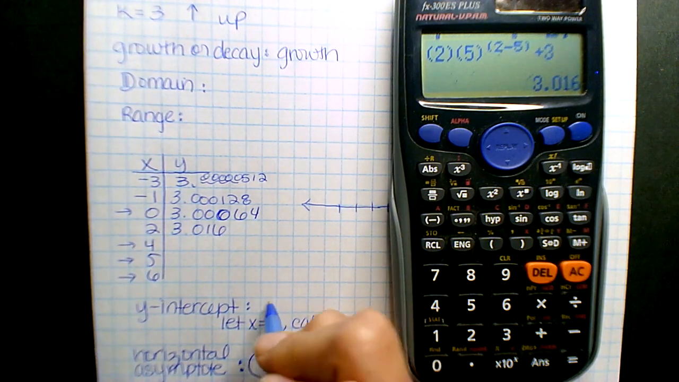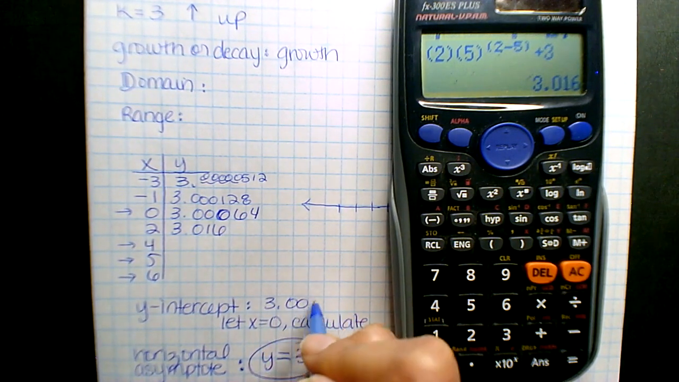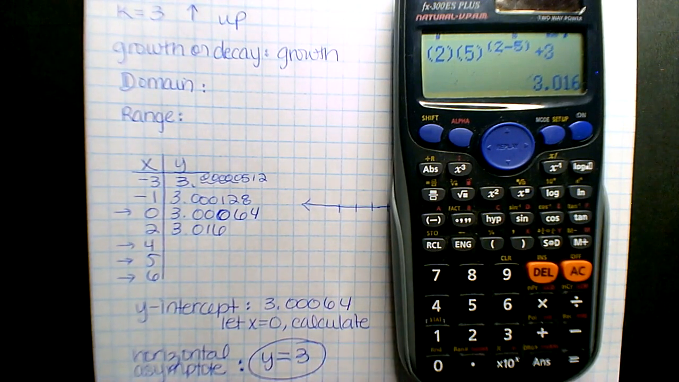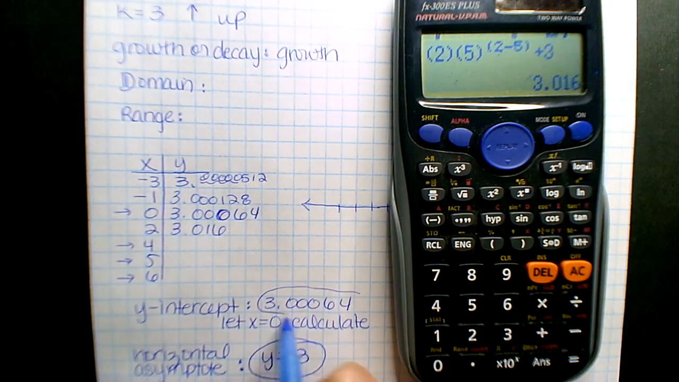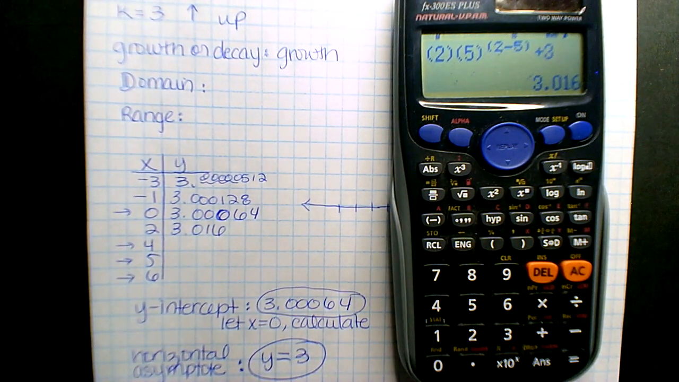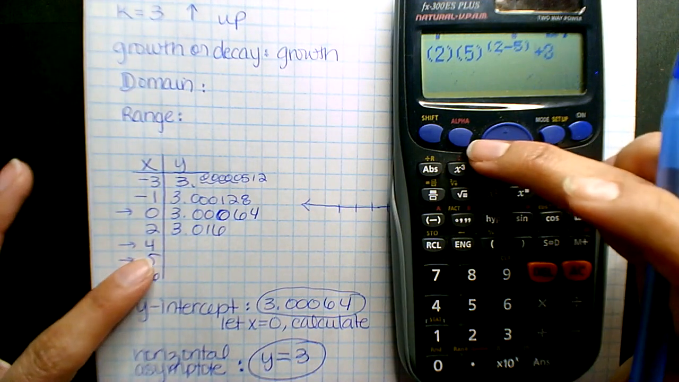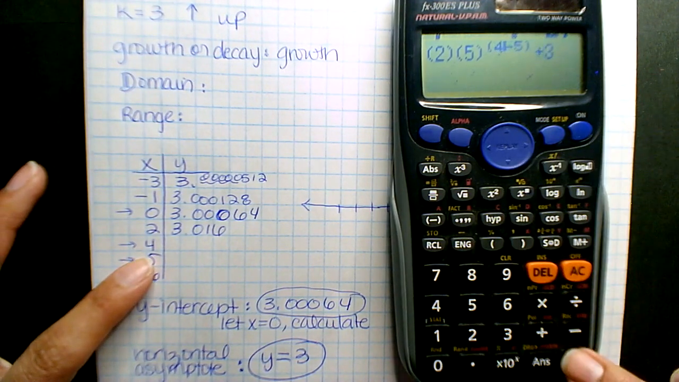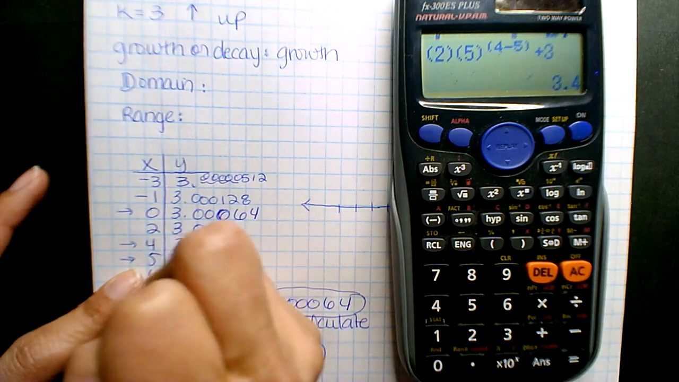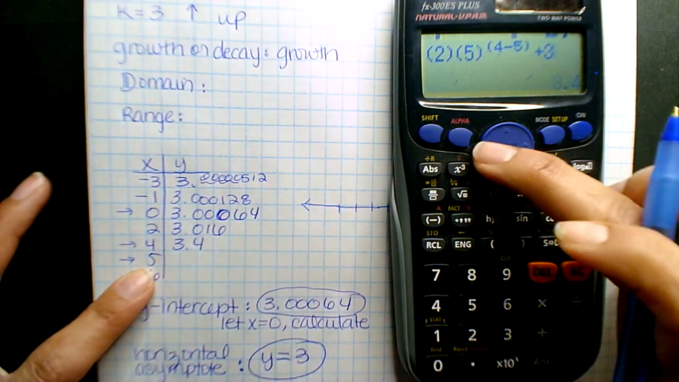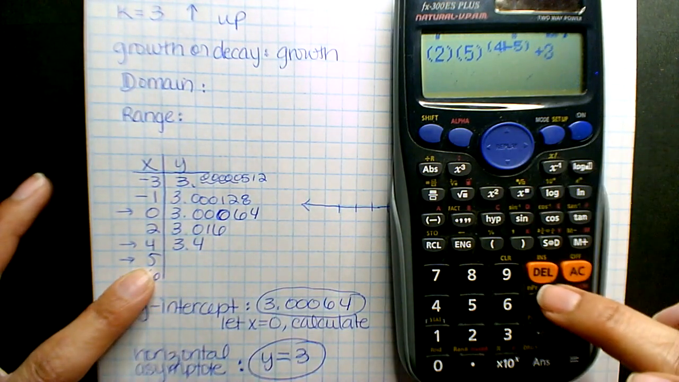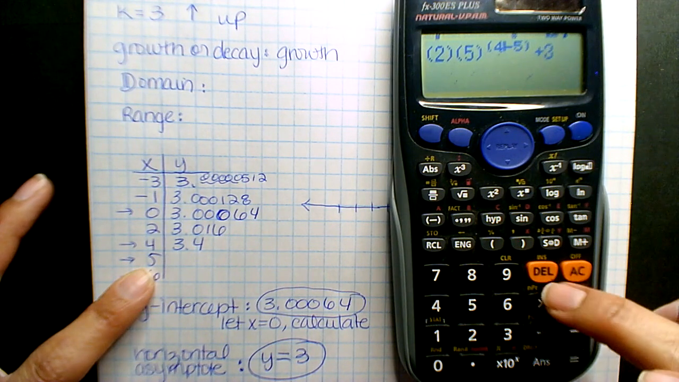And my y-intercept is 3.0064. Make sure you write these two. I know everything's in blue ink, so we'll circle it. Okay, so let me finish the 4. And I get 3.4. 5. I should get... Wait, where's 5?